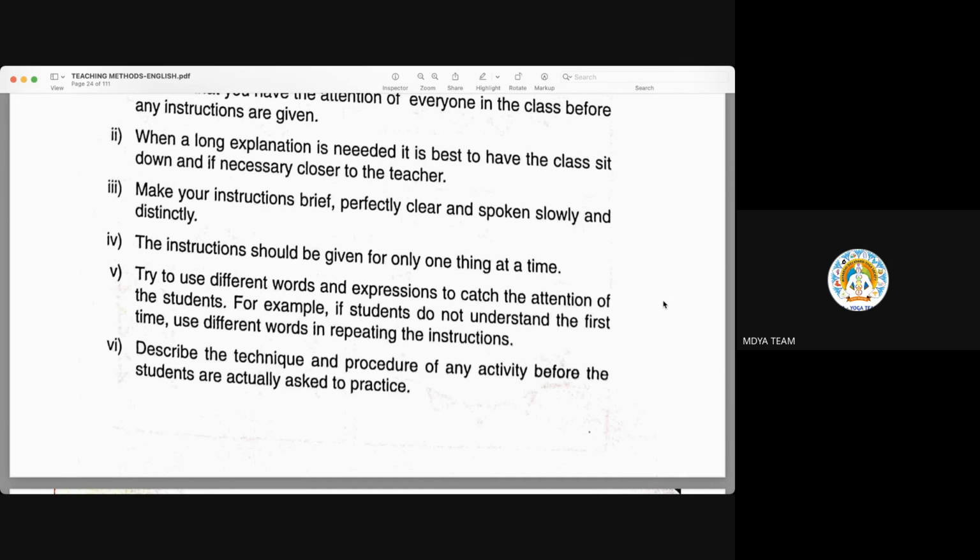And describe the technique or procedure of any activity before students are actually asked to practice. You have to teach them, right? You are a teacher, so you have to first describe the technique, how the procedure goes, step by step, and then give a nice demonstration by the teacher. And then you have to ask your students to repeat this practice.